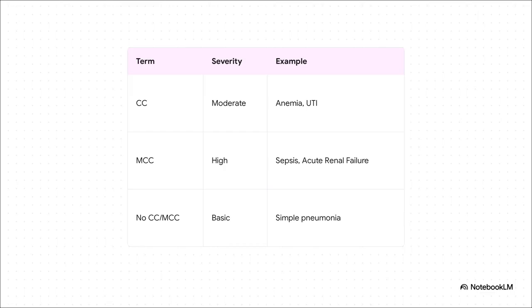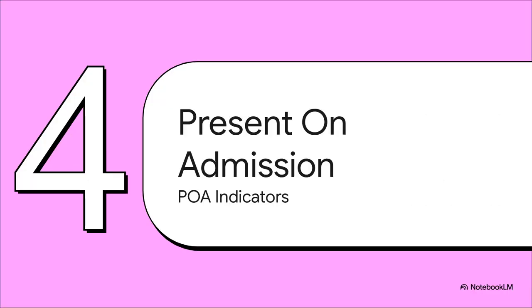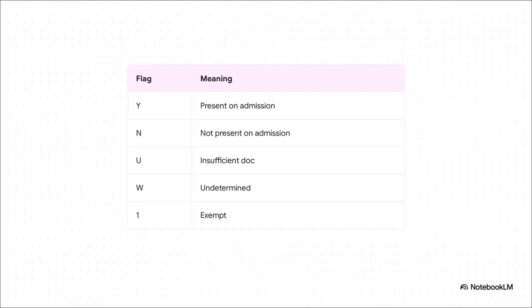Capturing them drastically alters both the clinical picture and the facility's reimbursement. Which brings us to the plot twist. Section 4, Present on Admission, or POA. POA indicators basically give us the context of when a condition actually kicked off. These are required reporting elements.